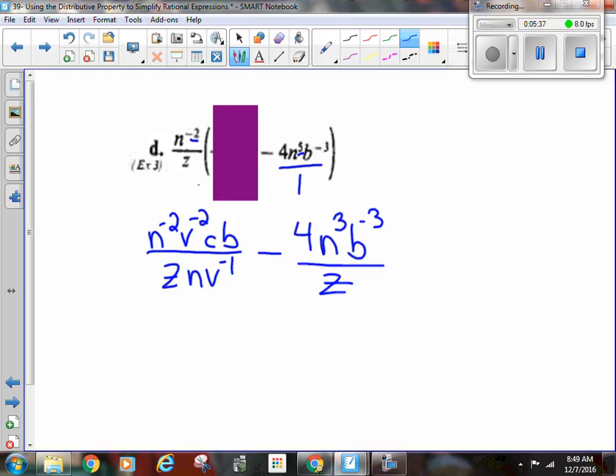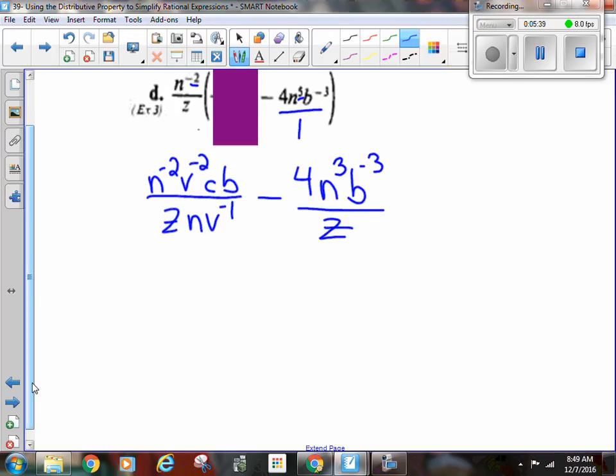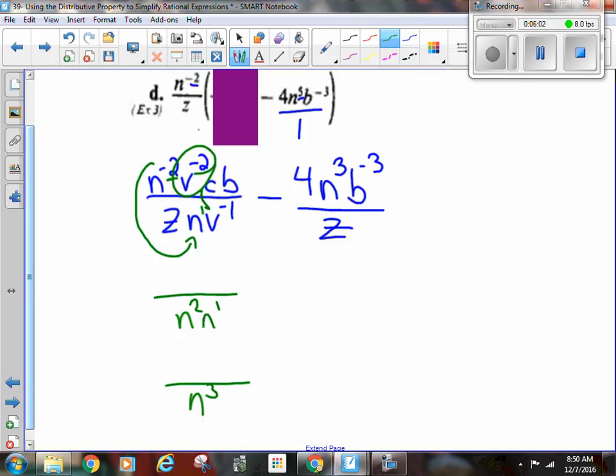All right, so now let's go ahead and simplify each of these individual terms. Now I have a negative exponent, so I'm going to move this down, but I already have a 1 there. So when I move it, it becomes positive, and I have a 1 there. So I have an n squared and an n to the 1st, so I can add those, and I get n to the 3rd. Okay. V, I have a negative 2, so I'm going to move that down, but I have a negative 1 there. So I end up with a v squared and a v to the negative 1, so I can add those and I get a v. My c, my b, and my z all stay as is.